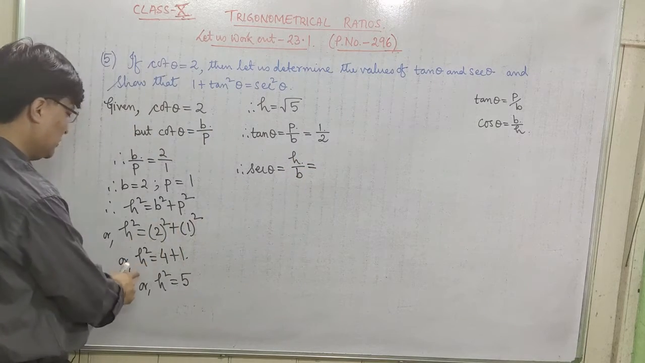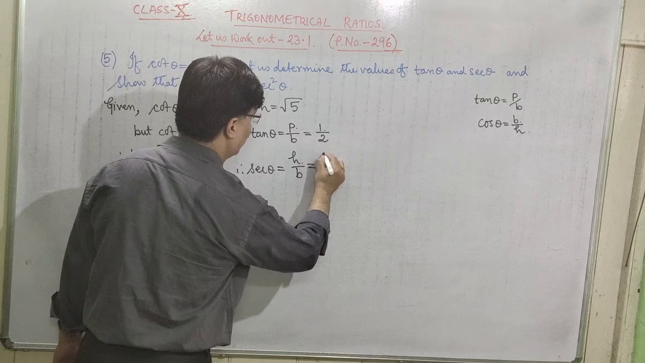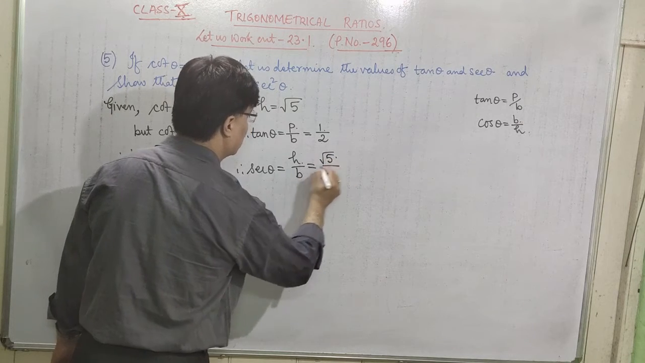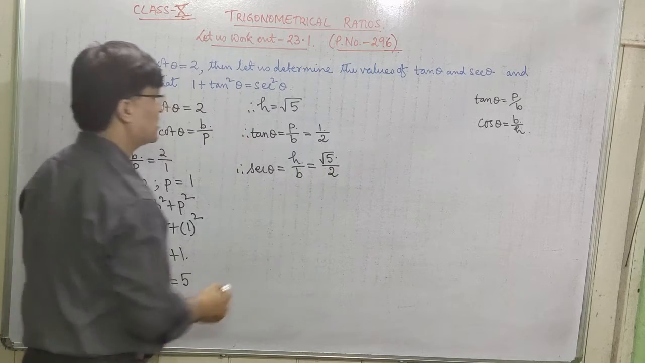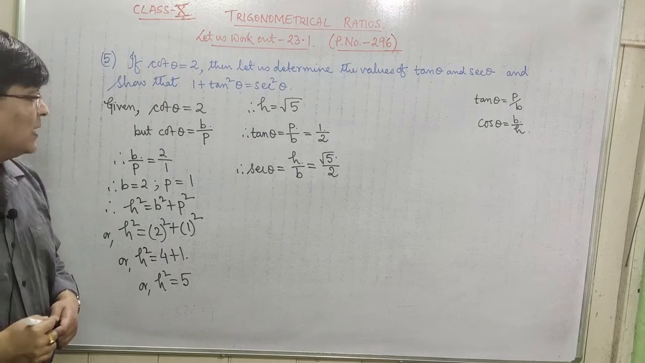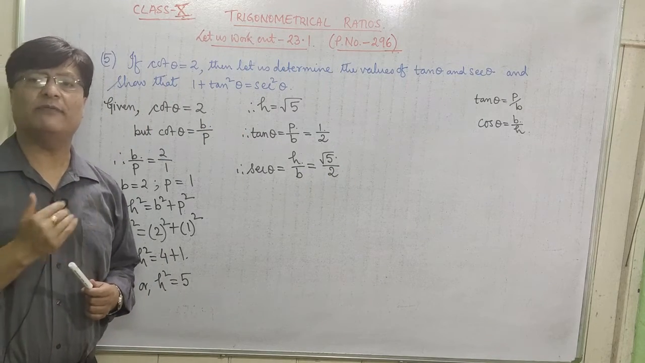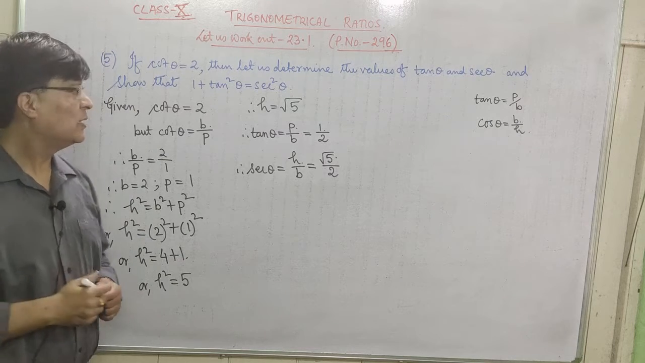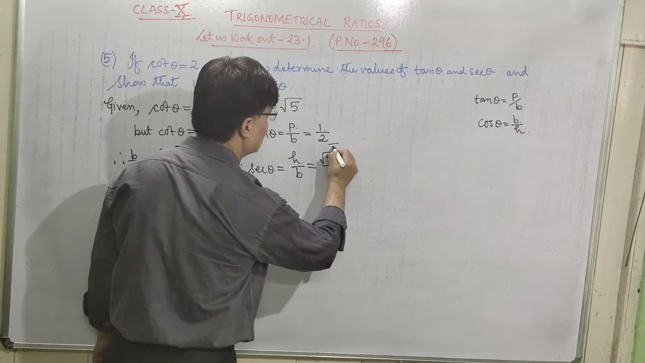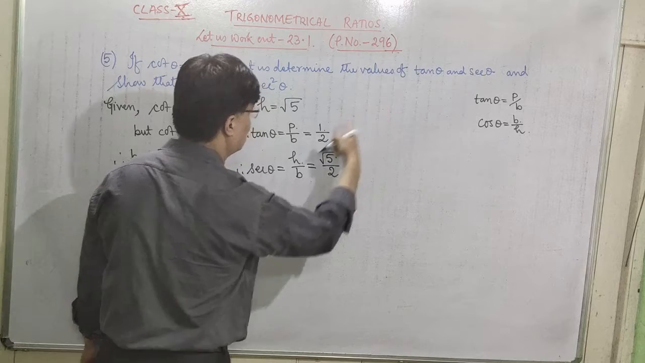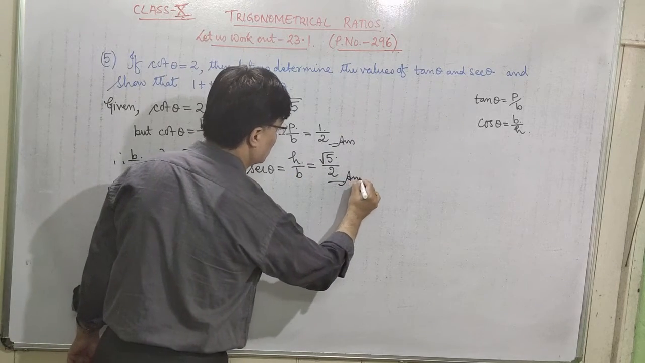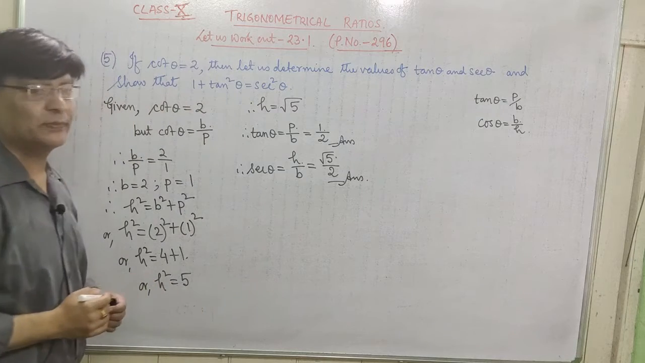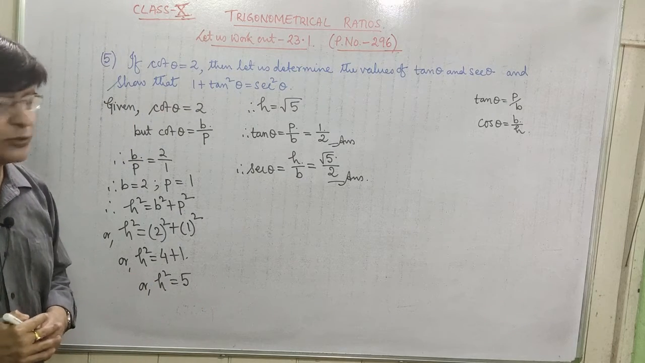So what is h out here? Here h is root 5, divided by, what is b? Here b is 2. That is, tan theta is equal to half and sec theta is equal to root 5 divided by 2. Okay, so we have got both the answers. That is tan theta is equal to 1 by 2 and sec theta is equal to root 5 by 2. So that is the answer. So I think you have understood it.